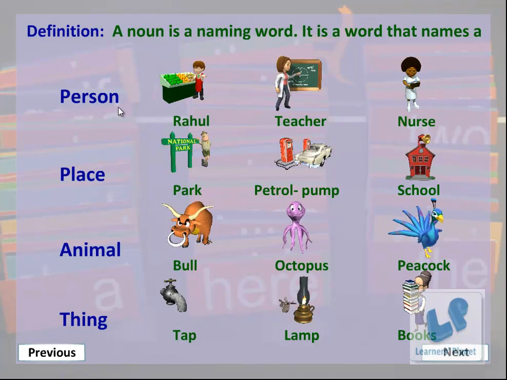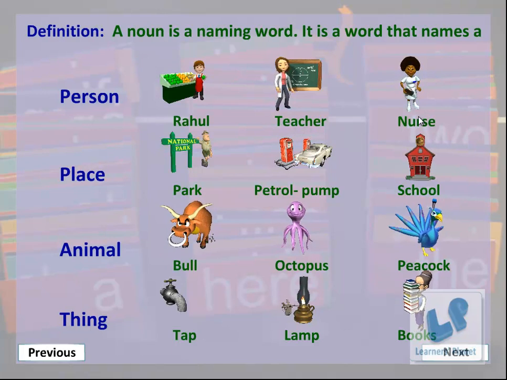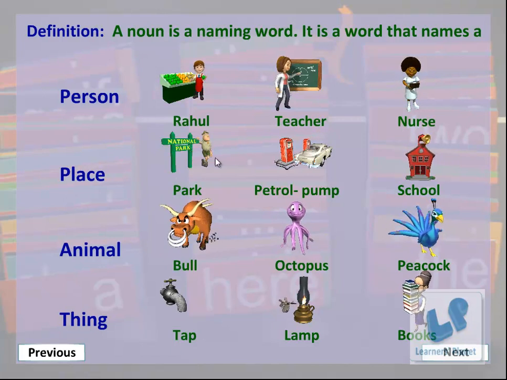So, for a person, it can be the name of a person, Rahul, or it can be what the person does. For example, teacher or a nurse. Examples for places can be the national park, the petrol pump, or the school. For animals, it can be a bull, an octopus, or a peacock. For things, it can refer to a tap, a lamp, some books.